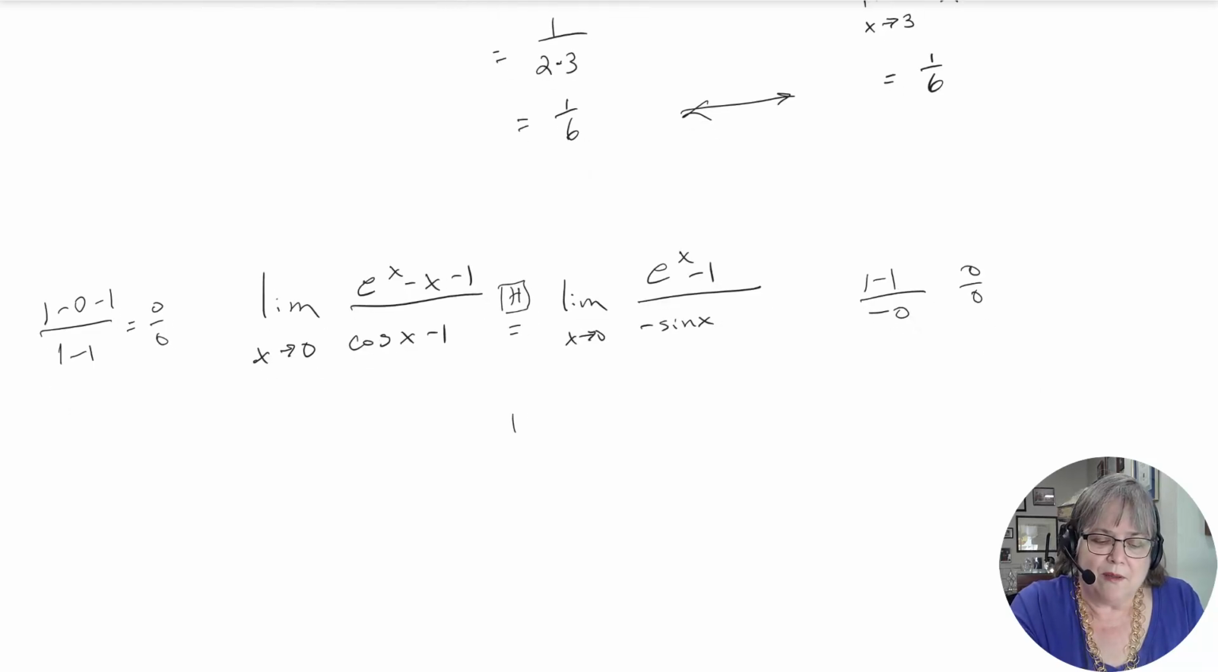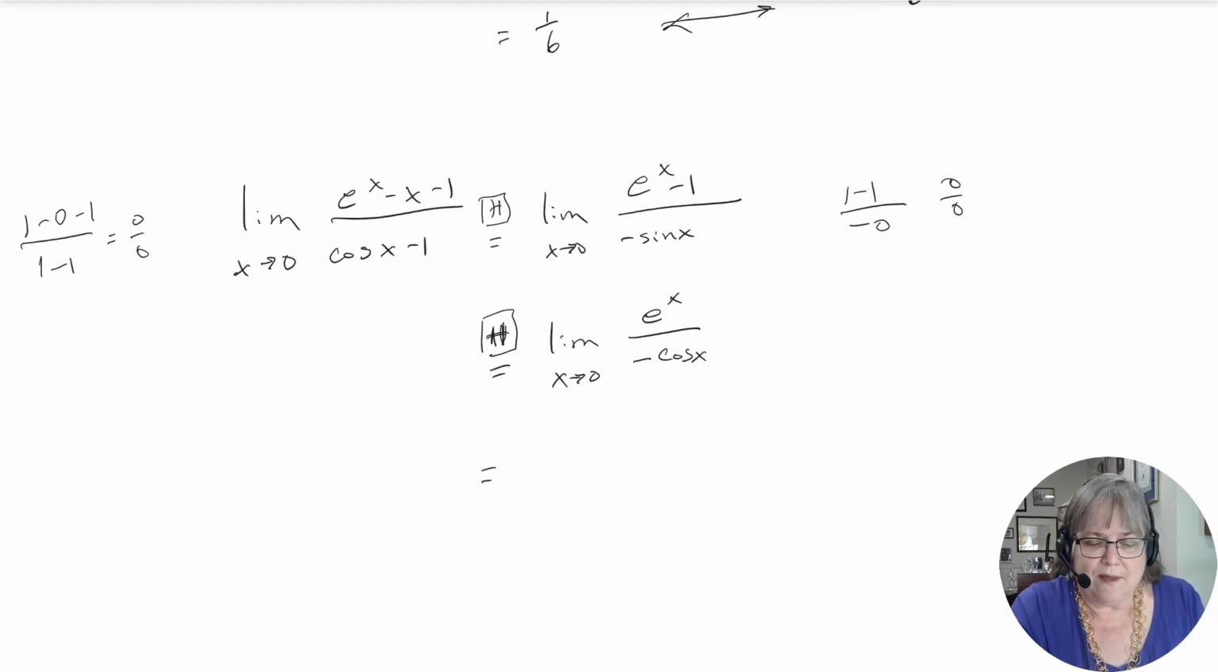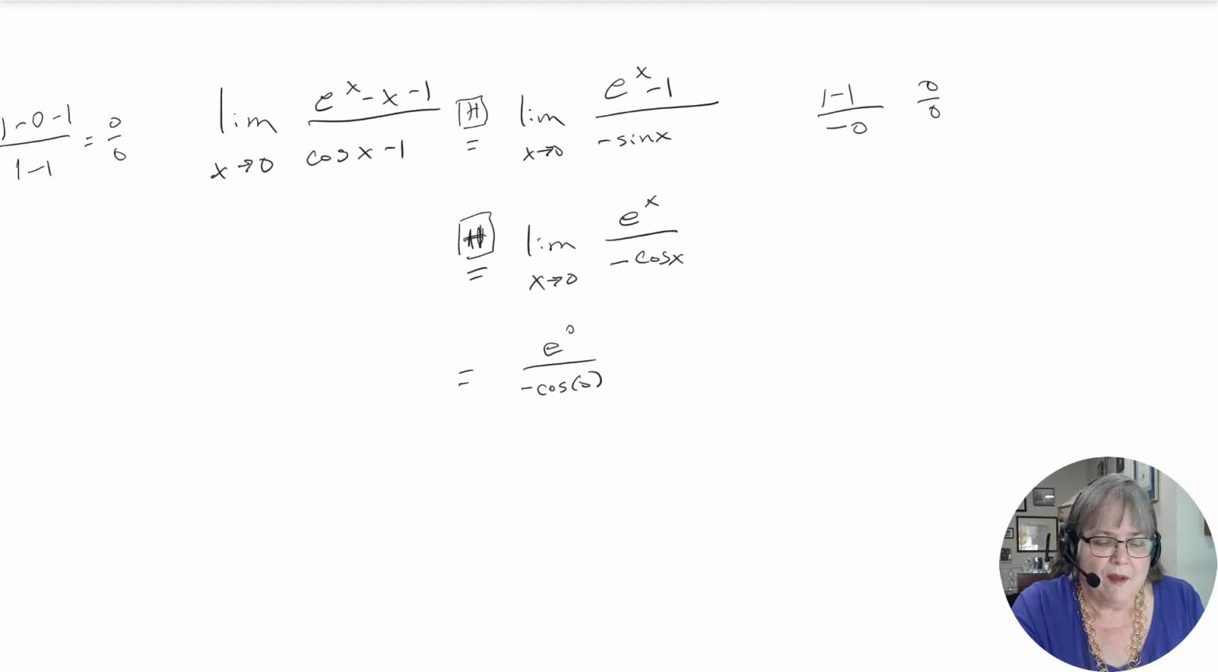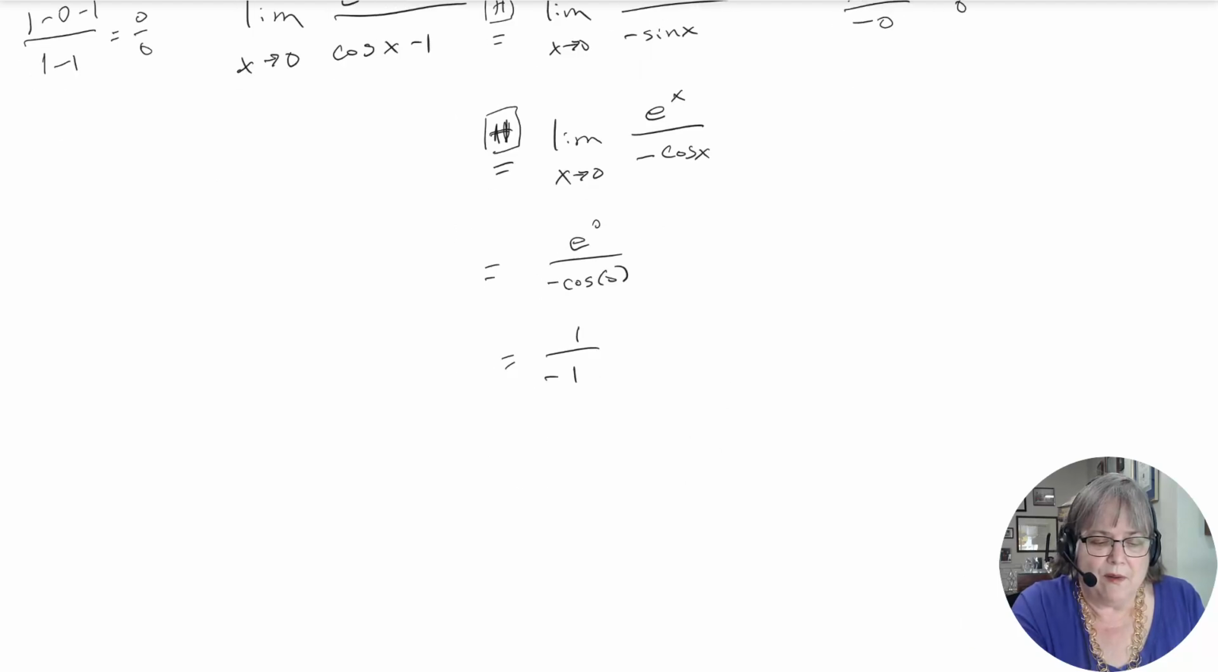So you can apply L'Hopital's rule as long as the derivative still exists and as long as you have that indeterminate case. As soon as the denominator goes to something other than 0 or the numerator goes to something other than 0, then you can't use L'Hopital's rule. All right, so we're going to do it again. The derivative of e to the x minus 1 is e to the x. The derivative of minus sine is minus cosine, because the minus is just dragging along. So now let's try that. So we'd have e to the 0 over minus cosine of 0. So e to the 0 is 1. Minus cosine of 0 is minus 1. So the whole answer is minus 1.